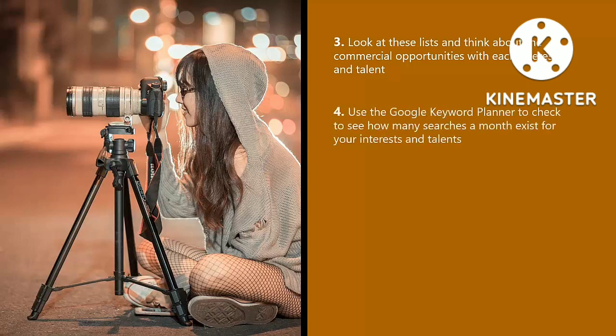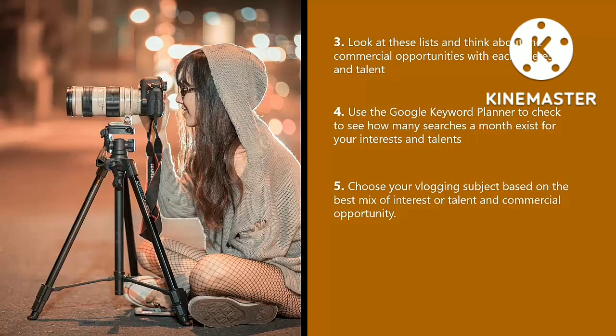4. Use the Google Keyword Planner to check to see how many searches a month exist for your interest and talents. You can also search on YouTube to see what videos appear and how many views and subscribers they have. 5. Choose your vlogging subject based on the best mix of interest or talent and commercial opportunity. Most vlogging trainings will tell you to just vlog about something that you are passionate about. Well, you will certainly need to be passionate about your vlogging, but not all subjects have the same money-making potential.